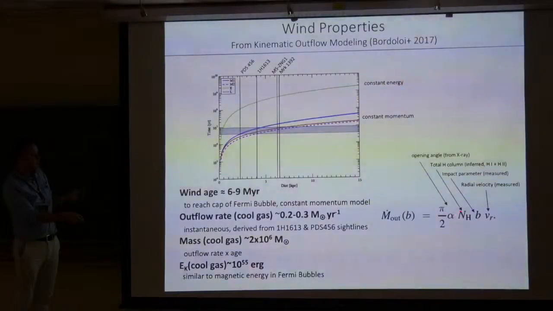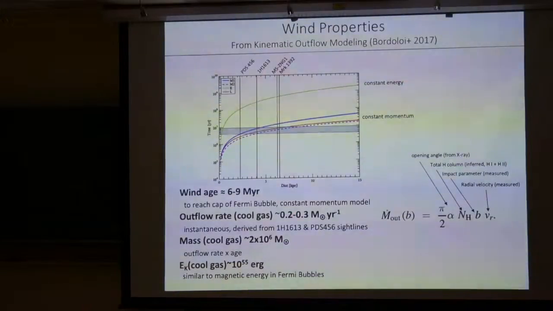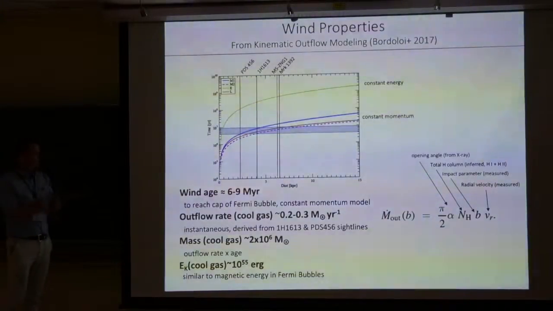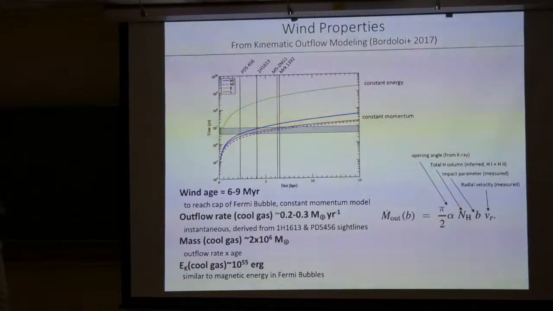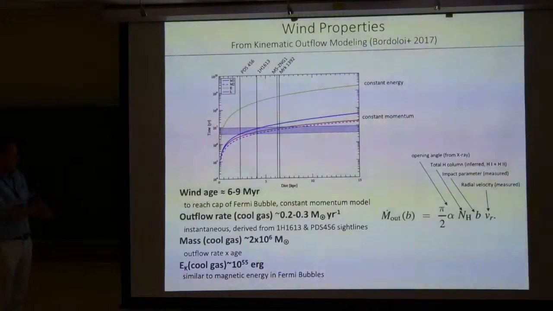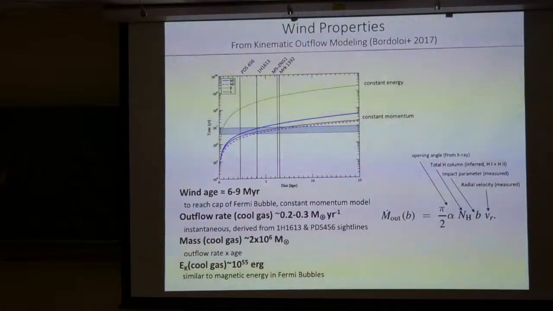Now, deriving an outflow rate using an equation from Boucher, this is a combination of observable parameters: the opening angle, the hydrogen column, the impact parameter, and velocity. We get something on the order of a few tenths of a solar mass per year. This is in the cool gas, so in what we're detecting in the UV, so this doesn't account for other ionization states like the cold H I or the hot gas. This is just in the 10 to the 4 K gas that we see in the UV. If you multiply the outflow rate by the age, you get a mass that's a couple of million solar masses, and a kinetic energy represented by that is of the order of 10 to the 55 ergs. Again, these are order of magnitude calculations, but simply based on the UV lines alone.